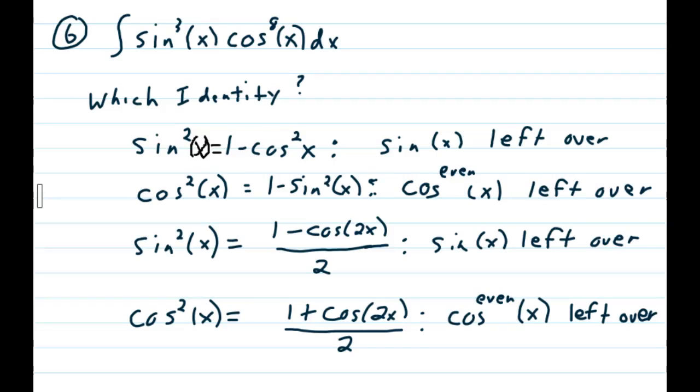Problem 6. Integral of sine cubed of x cosine to the 8th power of x dx. And part of the issue is just deciding which identity to use. So let's take a look. We have sine squared of x equaling 1 minus cosine squared of x.